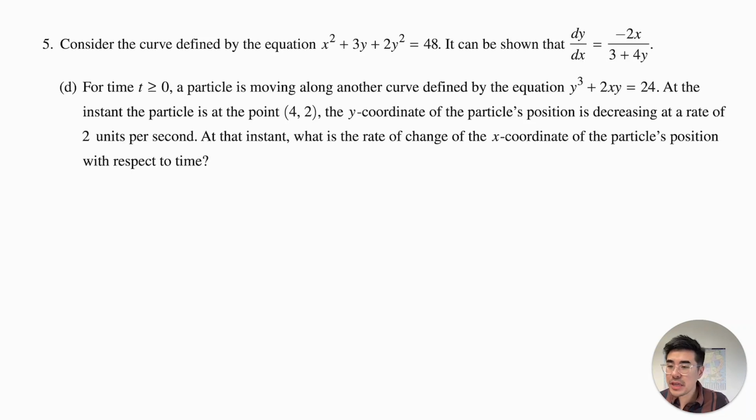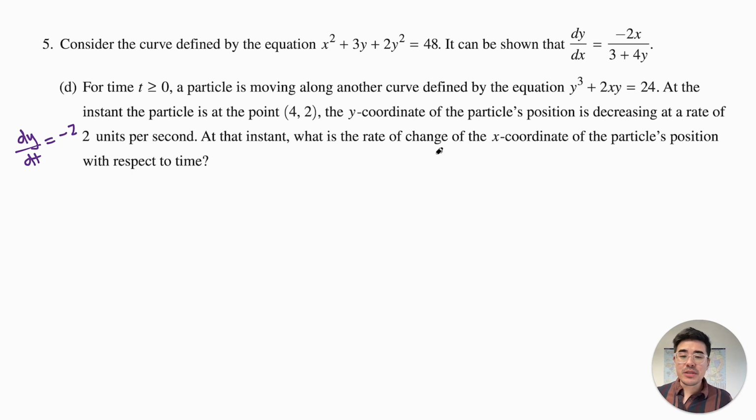Part D says for time t is greater than or equal to 0, we have a particle moving along another curve defined by this equation. At the instant the particle is at the point (4, 2), the y-coordinate of the particle is decreasing at a rate of 2 units per second. So decreasing at a rate would mean dy/dt is equal to negative 2. It is decreasing, so we want a negative rate.